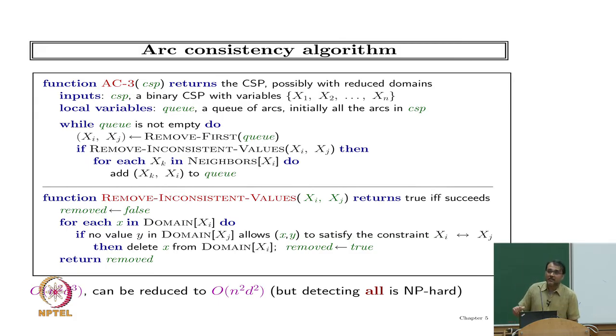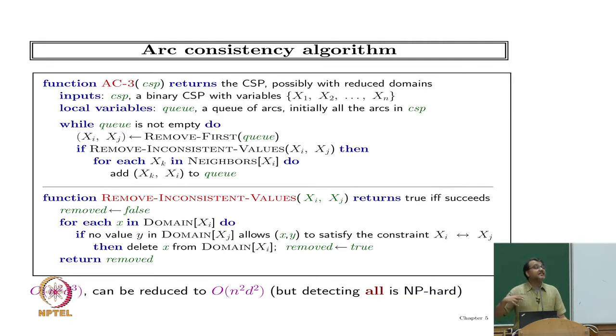Again, just to remind you, I have n square arcs, each arc will be checked d times and each checking takes d square time. So therefore it becomes n square d cube. It can be reduced to n square d square if I do more interesting bookkeeping.